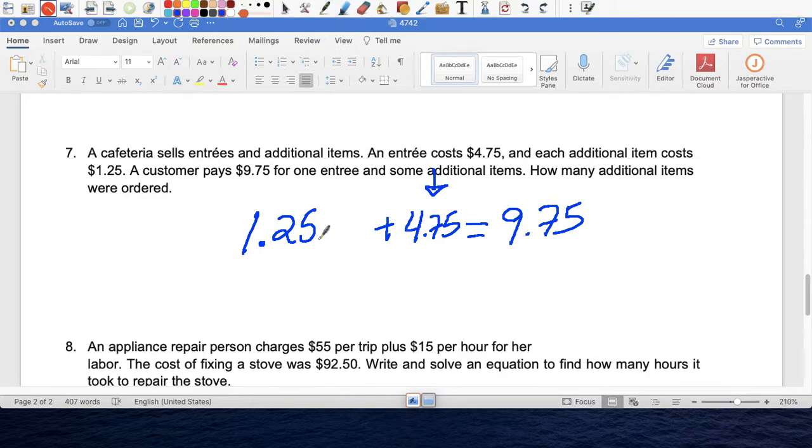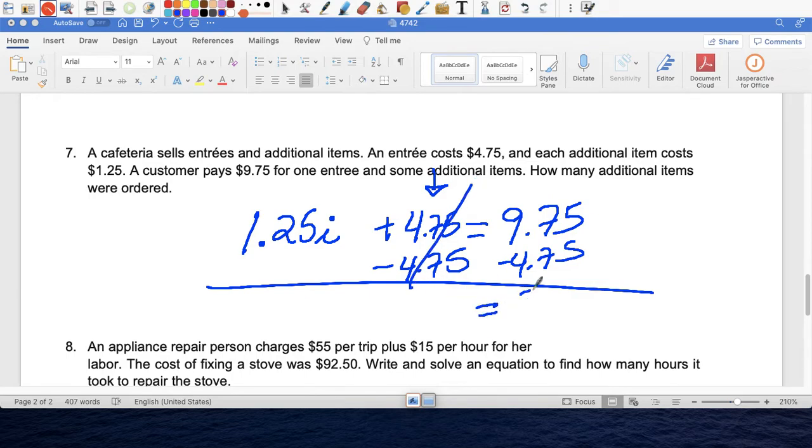some extras. I'm gonna put I, for items, I guess. $1.25 I. Okay, so we're going to do minus 4.75, minus 4.75. That goes away. We get 5 over here, 1.25 I for items. Divide both sides by 1.25. And the extra number of items that he got was 4. Maybe he got his steak plus mashed potatoes, broccoli, string beans, and a little salad. There you go, the extra items.